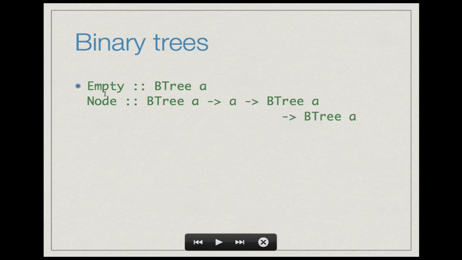Yeah, that is explained here. Empty is a function with type B tree A. Node is a function of type B tree A, arrow B tree A, arrow B tree A.